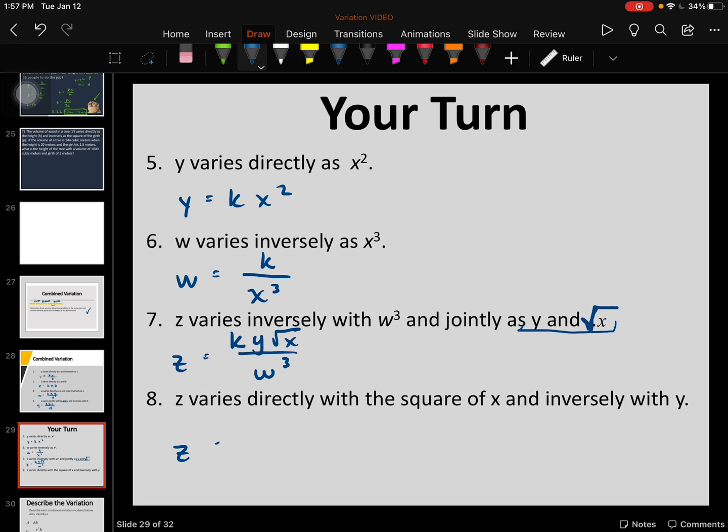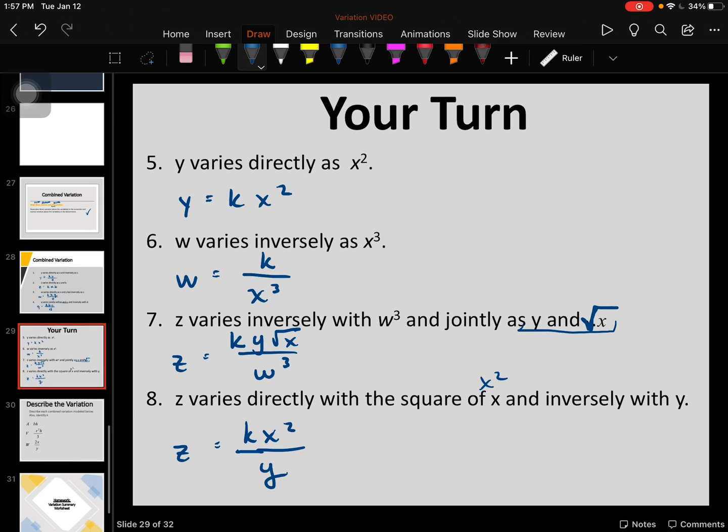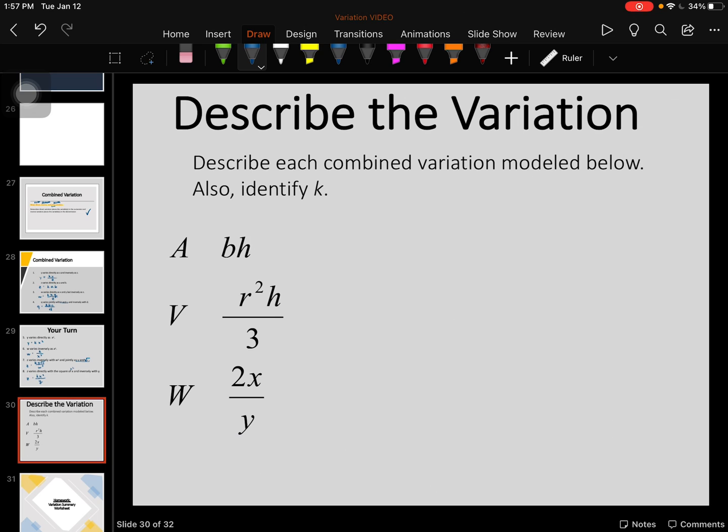And the last one, z varies directly with the square of x. The square of x means x squared. So x squared goes in the top, and inversely with y, throw your k up top. Okay, for this last thing I have for you guys today, it says A equals BH, volume equals that. These are all formulas that you've probably seen before. And it says to find the K value.